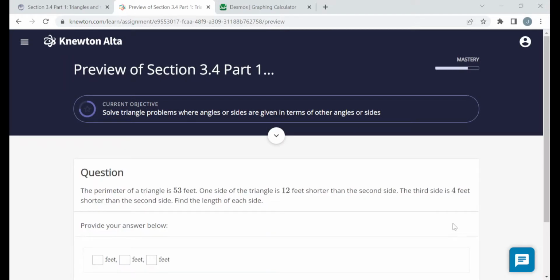Alright, so one more of these. Now this one's about perimeter. Alright, so not the angles. Remember, perimeter is just the sum of the three sides. Right? And the sum of the three sides should be 53 feet. It says here one side is 12 feet shorter than the second side, and the third side is 4 feet shorter than the second side. Find the length of each side.